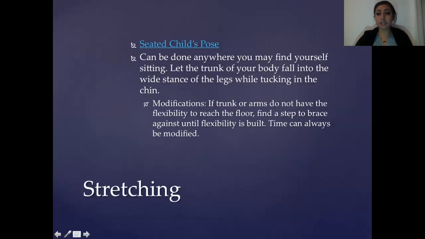Okay, another one of the stretches that I found was a seated child's pose. That one can be done anywhere you find yourself sitting or you feel your back start to ache. You just let the trunk of your body fall in the wide stance between your legs. Also, make sure you're always tucking in your chin whenever you're doing these exercises. That is the key to getting that full hyperflexion of the trunk. Okay, that one I'll show you in a bit and I'll talk about the modifications alongside it, just because it is a little bit better to visually see what I'm talking about when I add the modifications.